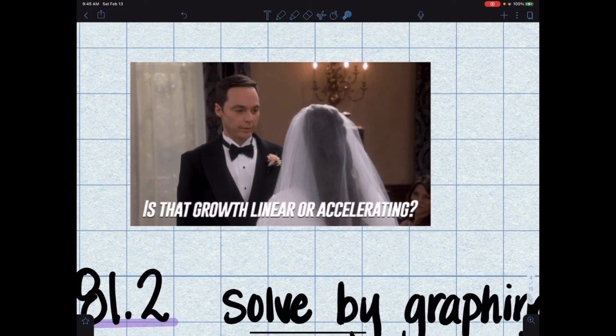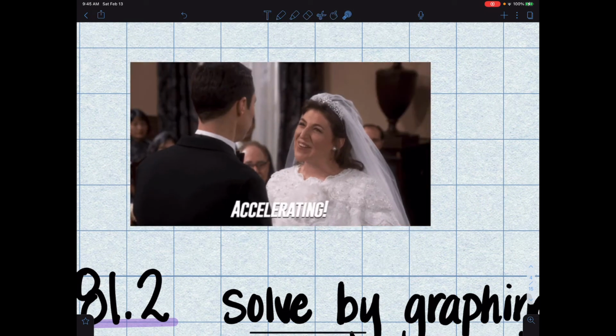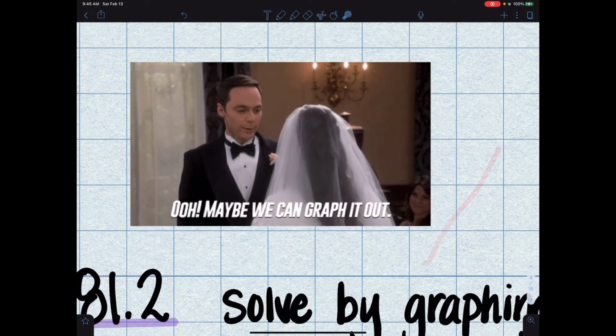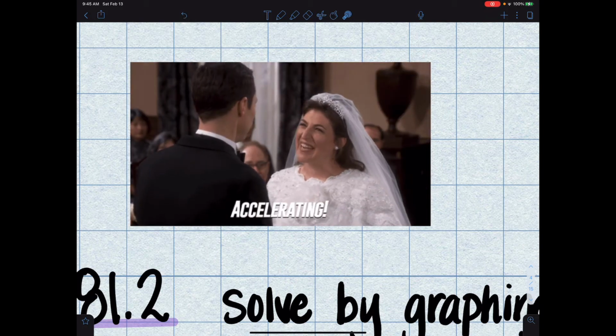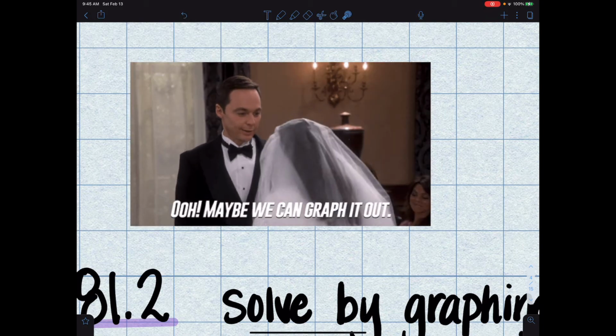And this has to do with just graphing. Is it linear or is it accelerating? Accelerating lines are not a straight line. They look more like that. So is that growth linear or accelerating? And she says accelerating. Oh, maybe we can graph it out.